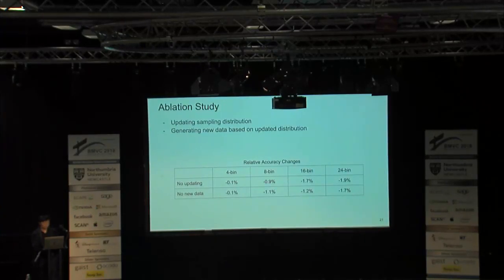We did some ablation study for our method. For our method, we mainly benefit from two abilities. First is updating the sampling distribution according to difficulty of training examples. And second is generating new data based on the updated distribution. Switching off the first turns it back to the baseline with more data sampled. While switching off the second means we only allow our approach to sample from the original 2.4 million synthetic images. In both cases, accuracy drops. So this shows that both generating and sampling strategies are useful yet complementary to our approach.